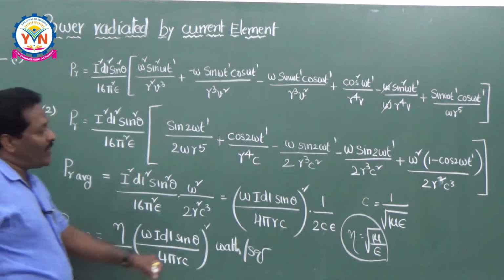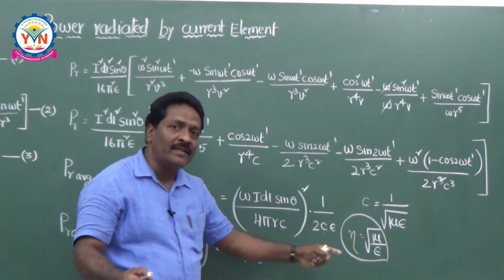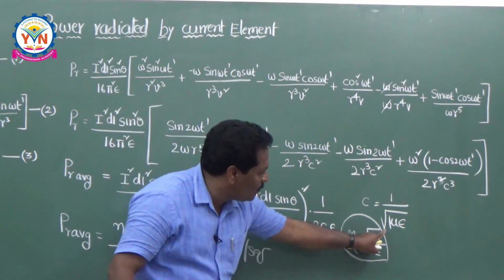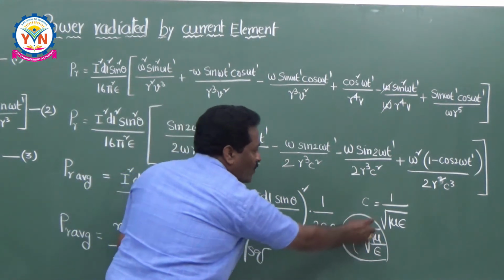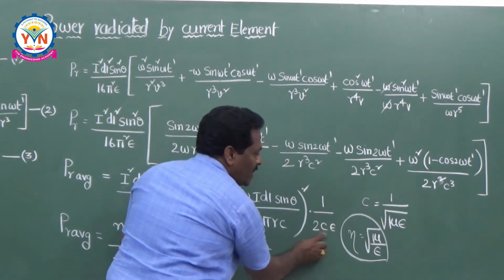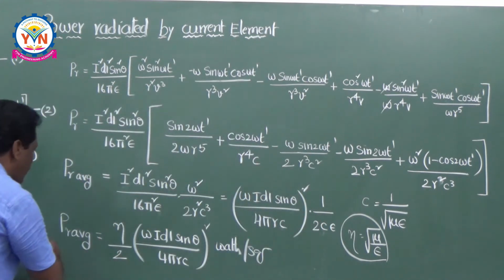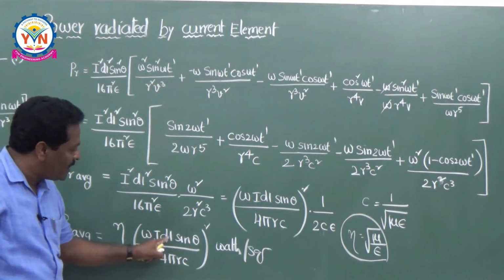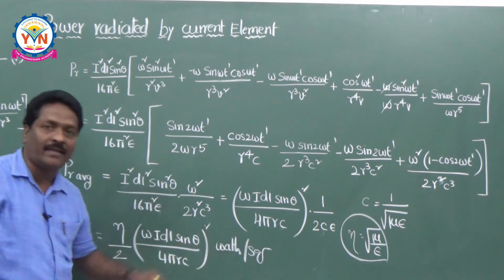So in electromagnetic field theory, I told you what is eta. Eta means intrinsic impedance of free space. Intrinsic impedance of free space is root of mu by epsilon. So in the place of c, I can write down 1 over root mu epsilon here. Then you can substitute the eta value here. So it is very clear, PR average is equal to eta by 2 into omega I dl sin theta divided by 4 pi r c whole square watts per square meter.